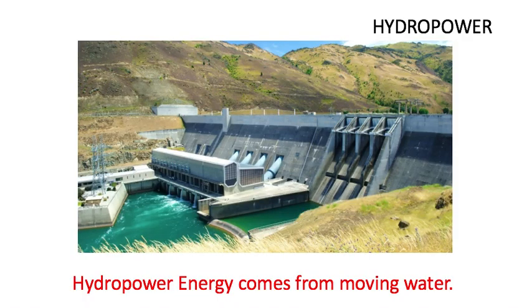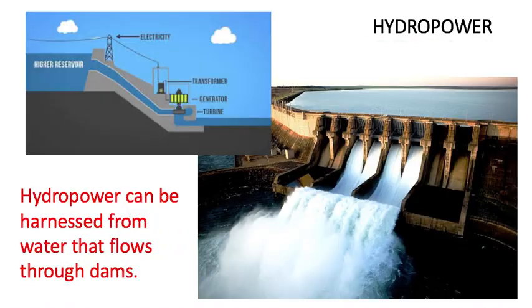Okay, the next one we're going to look at today is hydropower. Hydropower energy comes from moving water. Classically, it's from a dam like this, where there's water dammed up behind a structure, and then the water flows through the dam. Here's an example of how the water is flowing through this dam, and this graphic shows how the energy gets harnessed.